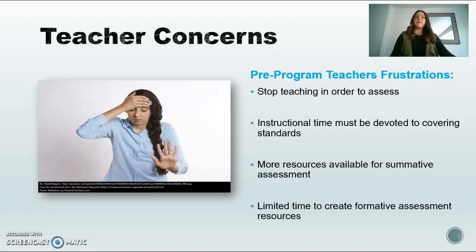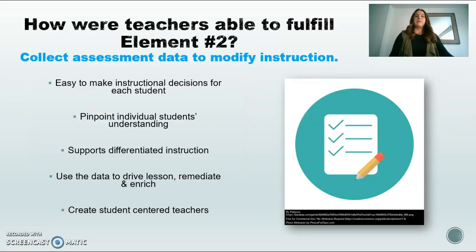So, was AMC Anywhere able to fulfill our teaching performance expectation number 5? For element number 2, which can be summarized as collecting assessment data to modify instruction, teachers conveyed the following themes after completing the program: that AMC Anywhere made it easy to make instructional decisions for each student, that you can easily pinpoint the understanding of individual students, and that it's easy to allow the data to drive the lesson and provide differentiation.